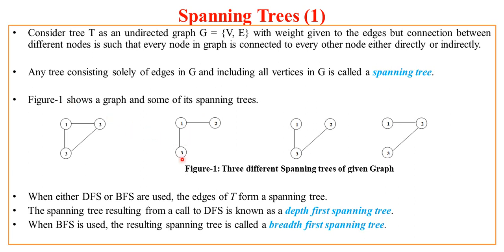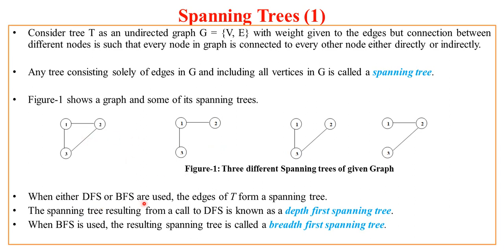Now in this figure we see that there are three possibilities of generating a spanning tree out of this graph G. So this is the first representation, this is the second representation, and this is the third representation. So we can have three different possible forms of the spanning trees out of a single graph.